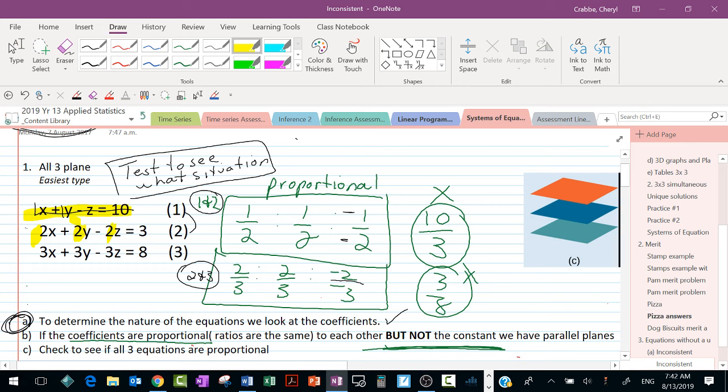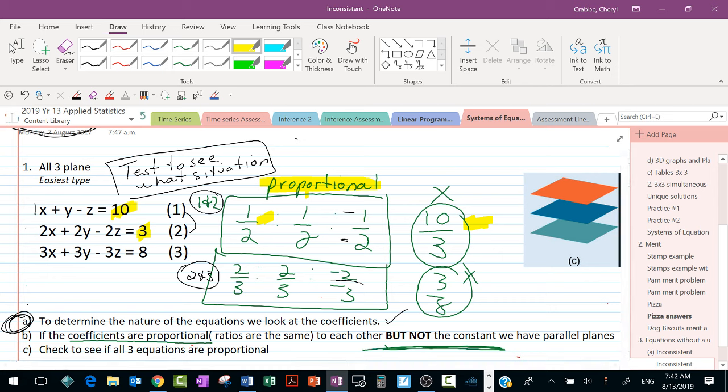If we take a look at equation 1 and equation 2, they're proportional because the coefficients in front are 1/2, 1/2, 1/2, -1 over -2, which is a half. So they meet that criteria of proportional. And then we look at the constants, 10 over 3, that's not proportional. So the coefficients in front are proportional, but the constants are not proportional to each other. And that means we're into the realm of inconsistent.